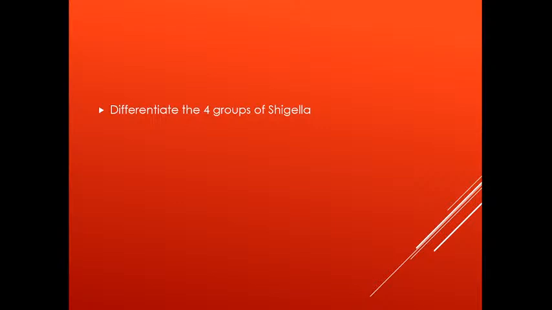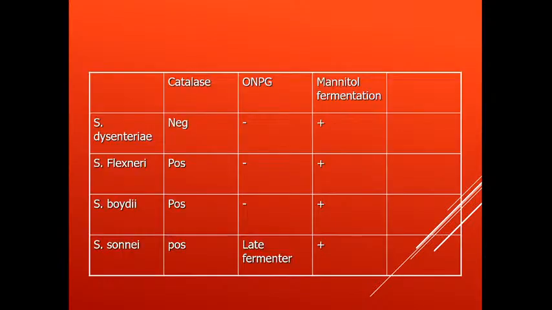And we need to use three tests. It's catalase, ONPG or ornithine. ONPG, ortho-nitrophenyl galactoside. Okay, and lastly is your mannitol fermentation. Mannitol fermentation is important because if you grew organisms in MSA, you need to do mannitol fermentation because enteric microorganisms, and the only enteric microorganism that would test positive with mannitol fermentation is Shigella.